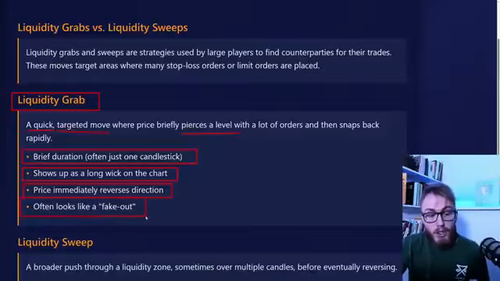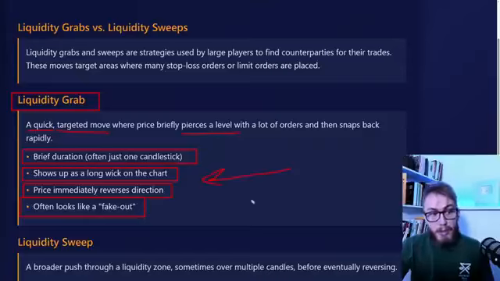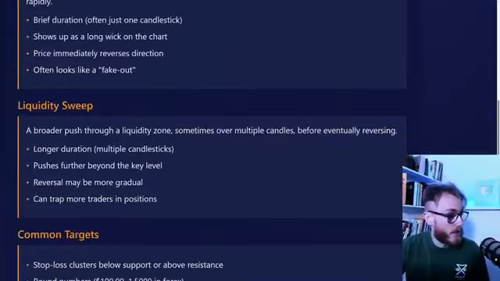It often also looks like, or is called, a fake out. So very soon we will take a look at an example of how to trade the liquidity grab step by step, where to set your profit target, where to set your stop loss, and so on. But first, we also need to take a look at the liquidity sweep.